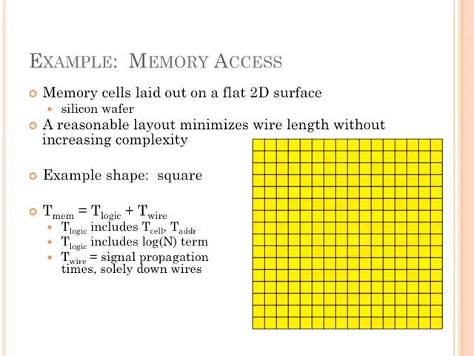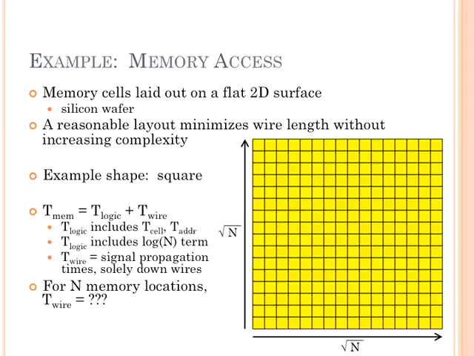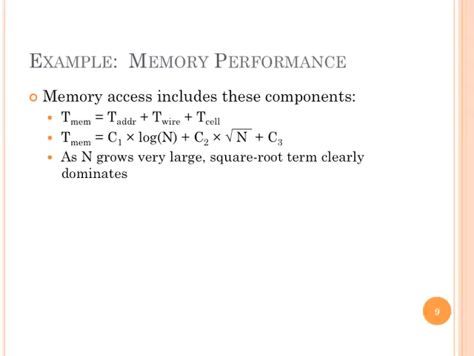And so like I say here, T logic includes the log n term, and T wire is the signal propagation times. So again, for n memory locations, what is that going to be proportional to? Presuming a square layout. Yeah, square root, right? Because that's going to be how long the side is. Okay, so square root of n on both sides. So again, we have some constant times square root of n.